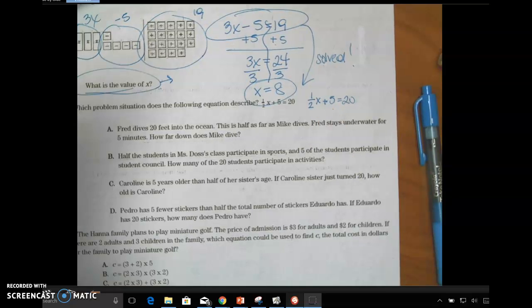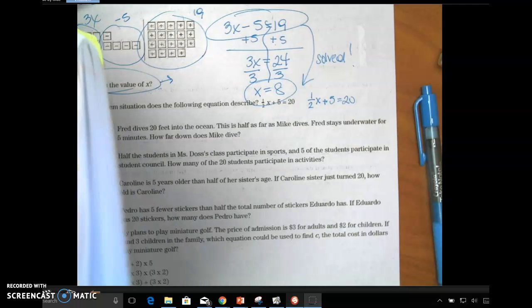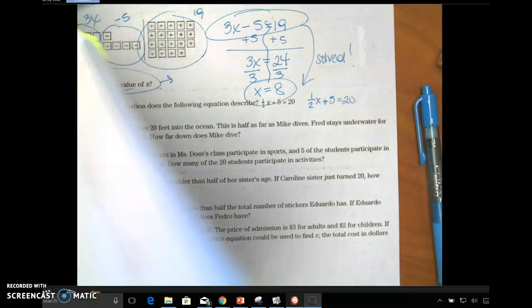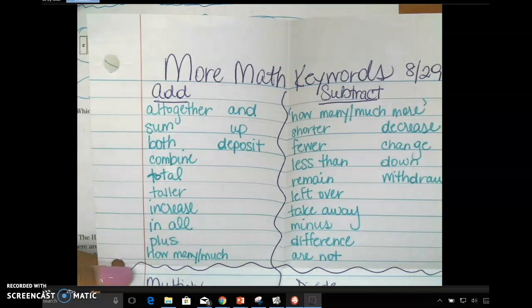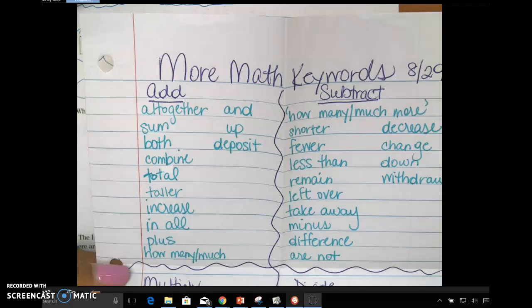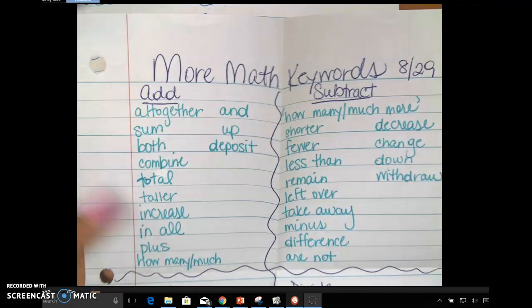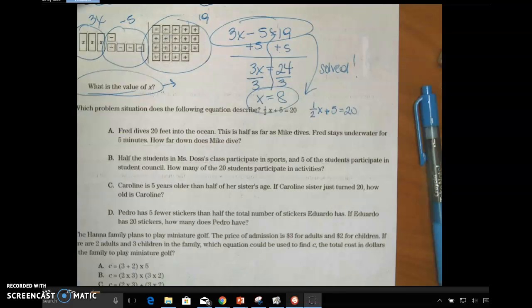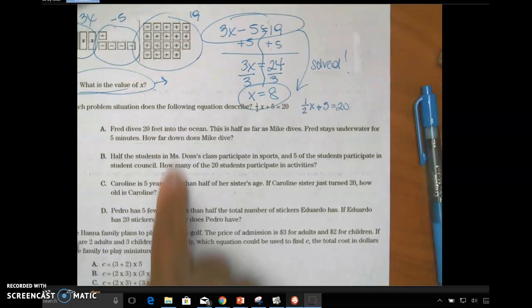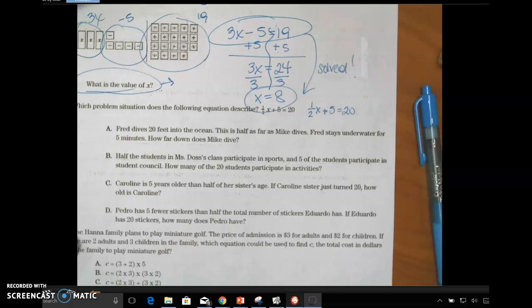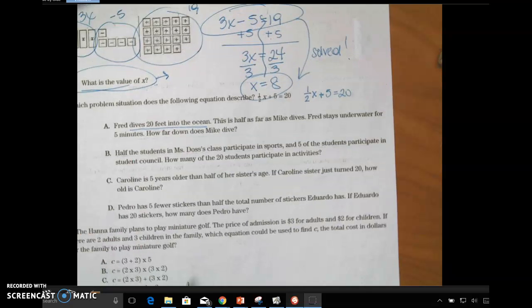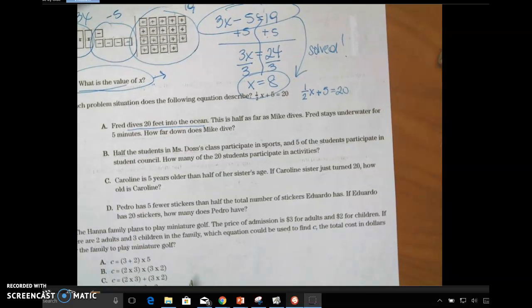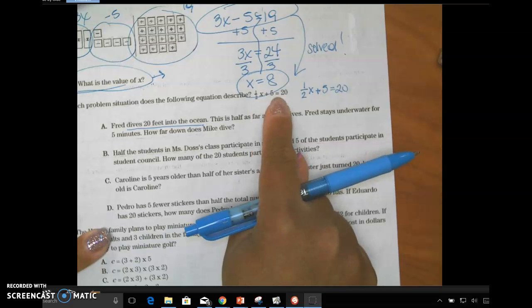What were the key words that we talked about? Add. What's another key word? More than. Not more than, that's a comparison. Greater than. These were in my notes: combined, total, increase, all, plus. So I need to look for those words in these answers. It says Fred dives 20 feet into the ocean. What does dive mean? Down. Am I subtracting anything here? So this ain't it.